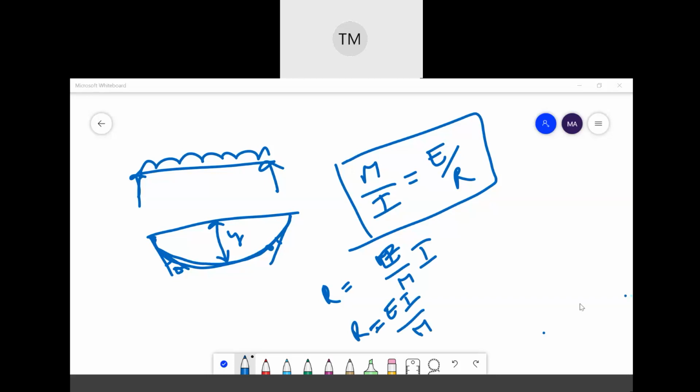The term EI by M will be constant if the beam is subjected to a constant bending moment M. What he is saying is that the term EI by M is constant, so the given radius of curvature is a constant. Understand? The figure shows the beam before any load is applied and after the load is applied.